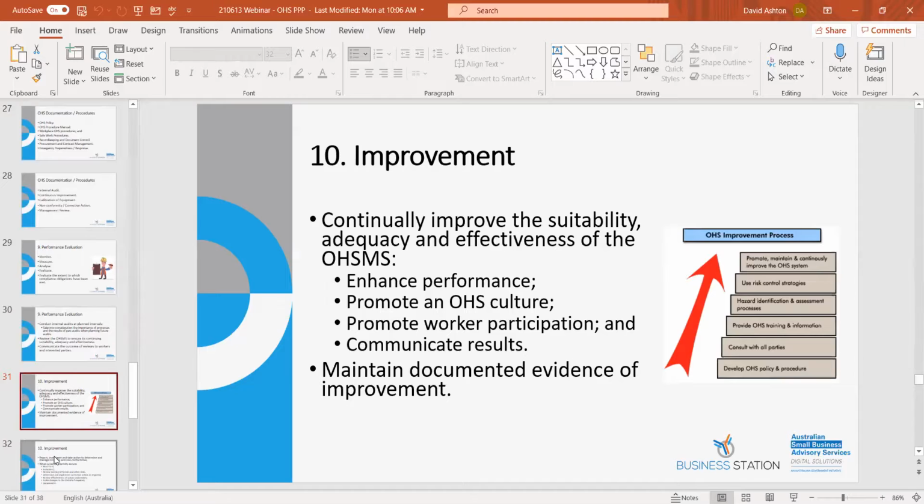Over the life of a certification, a 3-year license, every time you have an annual audit, the auditor is going to look for examples of where you've improved the system from the year before.